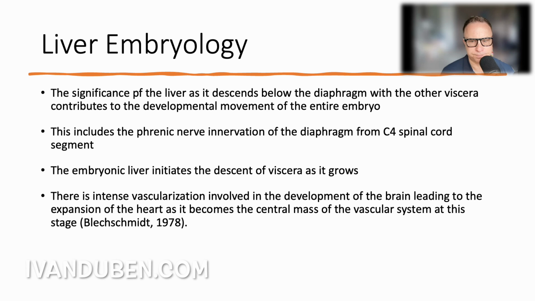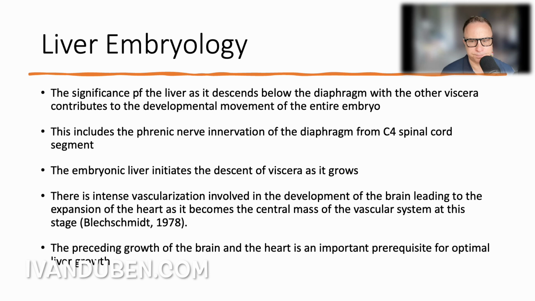Therefore, optimizing blood flow to the brain and heart prior to addressing the limiting concerns of a dysfunctional liver may contain some merit. So, in terms of a treatment protocol, you can see how the body prioritized development of the brain and heart first prior to the development of the liver. The preceding growth of the brain and heart is an important prerequisite for optimal liver growth.